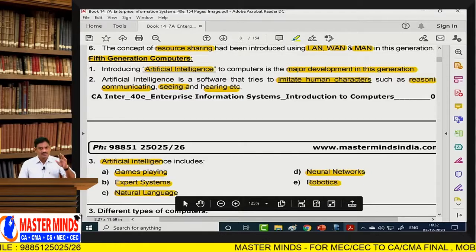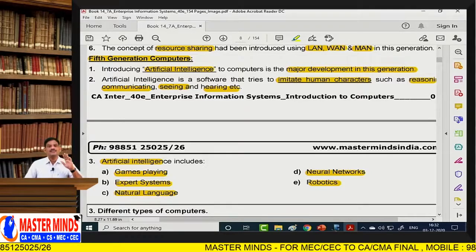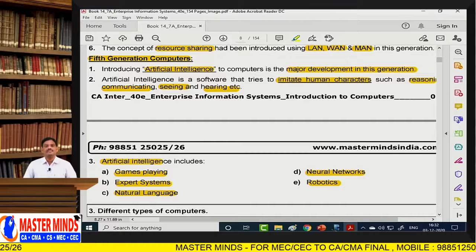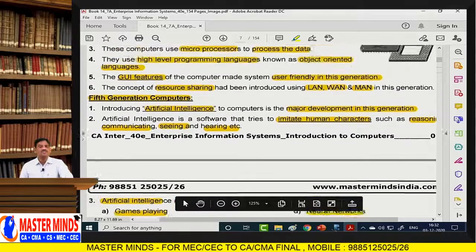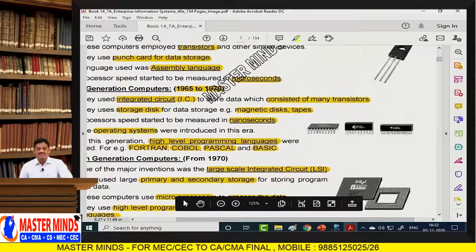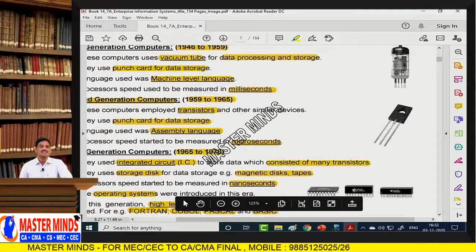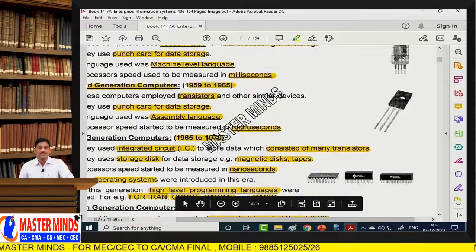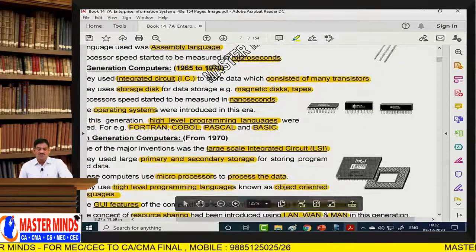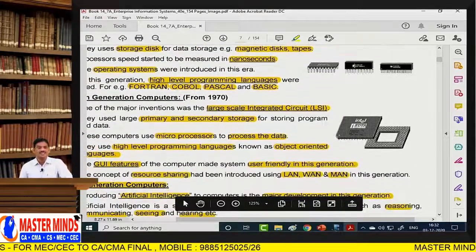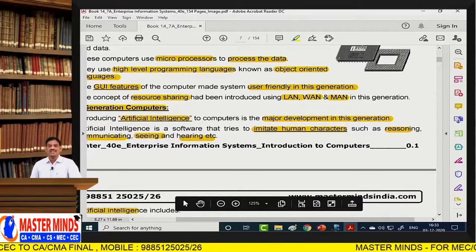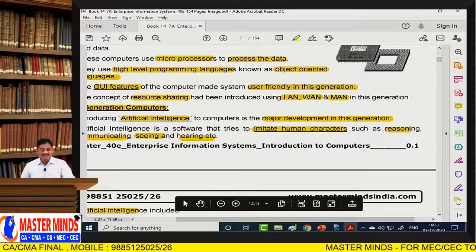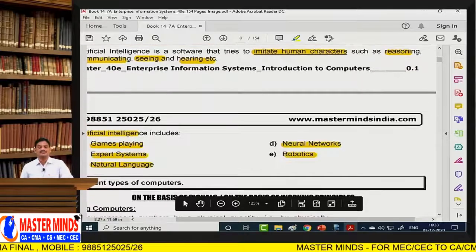So, there are 5 categories of generations as far as computers are concerned. First generation computers used vacuum tubes. Second generation computers used transistors. Third generation computers used integrated circuits. Fourth generation computers used large scale integrated circuits. Fifth generation machines use artificial intelligence, called AI technique.